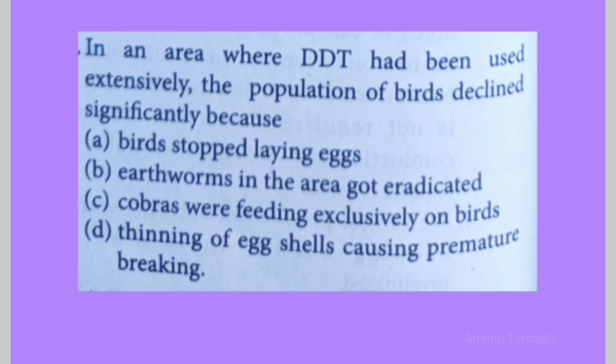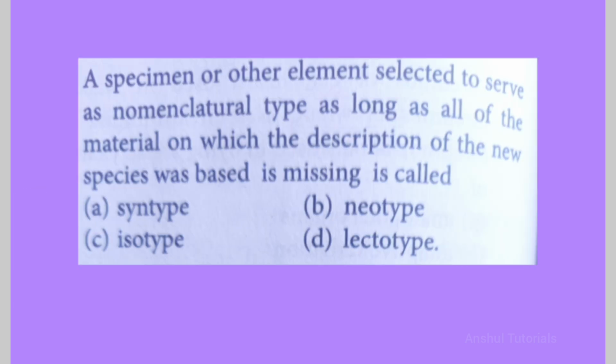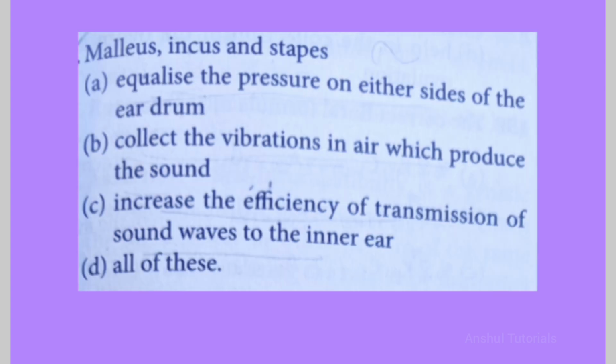And the next question is, in an area where DDT has been used extensively, the population of birds declined significantly because? The correct answer is option D. A specimen or other element selected to serve as a nomenclature type, as long as all of the material on which the description of the new species was based is missing, is called? The correct answer is option B, that is neotype. And the last question is, malleus, incus and stapes. The correct answer is option B, that is collect the vibrations in air which produce the sound.